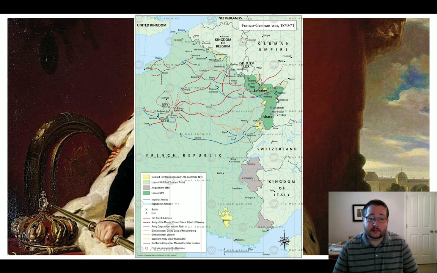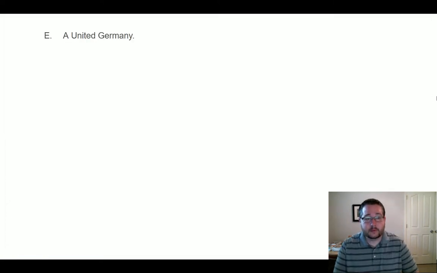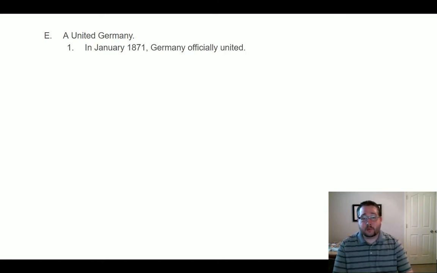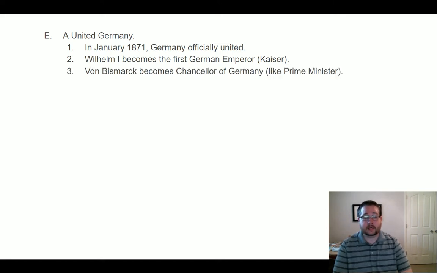Germany is going to take a similar route, though instead of coming through the south, in this northern region they're going to end up heading through Belgium, which will anger the United Kingdom. Okay, United Germany. January 1871, Germany officially unites under the Kaiser Wilhelm I, and von Bismarck becomes the Chancellor of Germany, like a prime minister. So Otto von Bismarck is serving under Wilhelm I, just like the current Prime Minister of England serves under the Queen, if when you're watching this, the Queen is still alive.